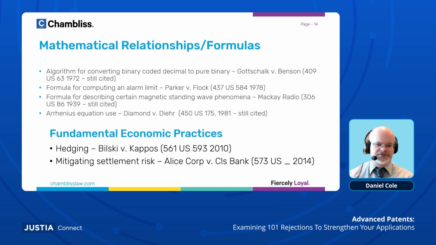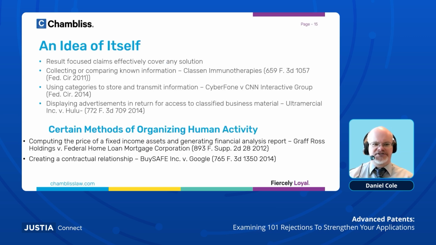Hedging, Bilski v. Kappos, was a fundamental economic practice, was therefore an abstract idea, and fell under the 101 exceptions to patentability. Mitigating settlement risk, Alice Corp v. CLS Bank, again, fell under the abstract idea way of making something not patentable because it was a fundamental economic process. All right, and the last one were certain methods of organizing human activity. I'm going to get back to an idea of itself here in a moment.